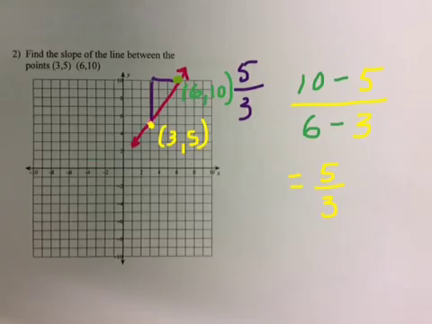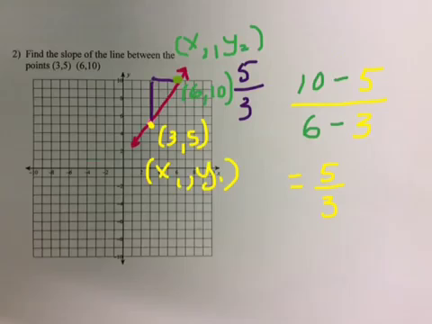So what we're going to do actually here is we're going to develop a formula. I'm going to call this point right here x1 and y1. That just means x number 1 and y number 1. And I'm going to call this point up here x2 and y2.